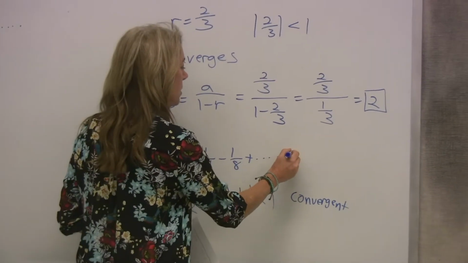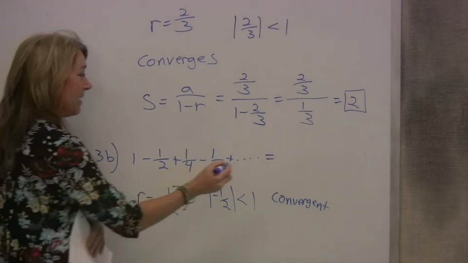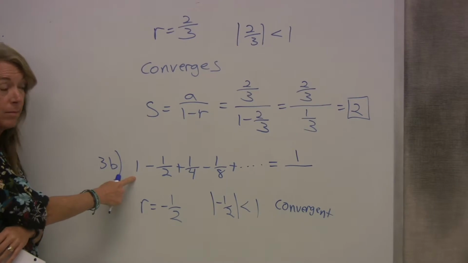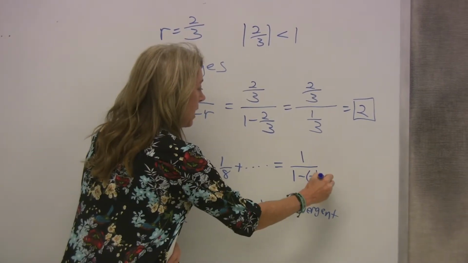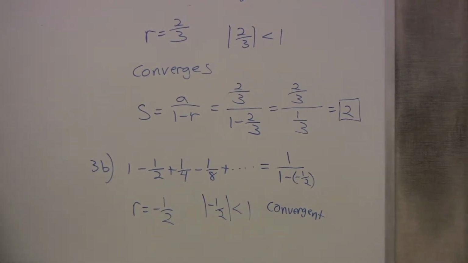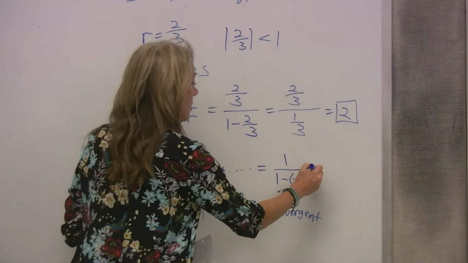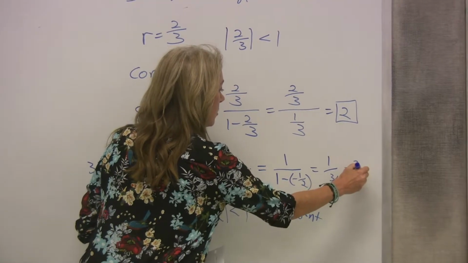What does it add up to? 2/3 actually. The first term is 1, that's my A, over 1 minus my R, and R was negative. Right, R was negative 1/2. So this is 1 over 3/2, which is 2/3.